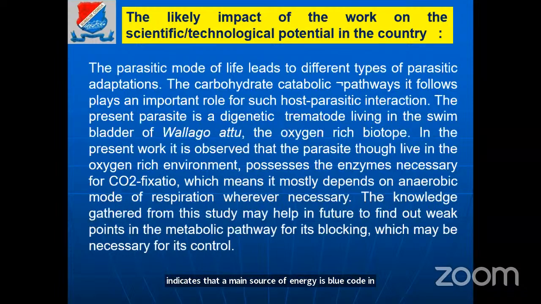So what is the impact of this work in scientific or technological potential in this country? The parasitic mode of life leads to different types of parasitic adaptations. The carbohydrate metabolic or catabolic pathway it follows plays an important role in such host-parasite interactions.